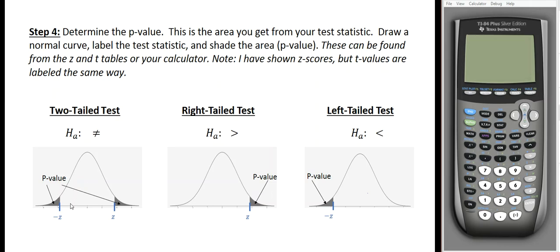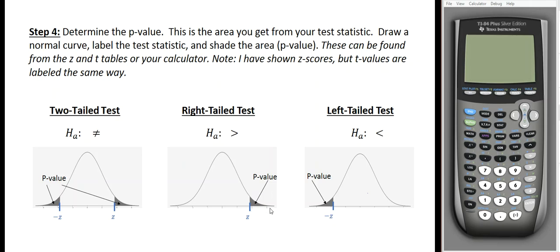You can see I've got, for the not equal to, that's a two-tailed test, remember, so I've got my negative z and my positive z-score. For a right tail test, I'm just going to mark it once, and that will give that right area tail. And then our negative z for our less than, which gives us that left-hand area here.